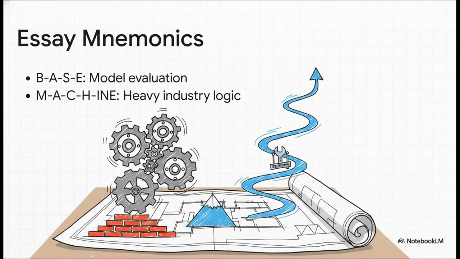Before you start writing your 15-mark essays, jot these acronyms down in the margins to outline your thoughts. BASE is perfect for evaluating the Nehru Mahalanobis Foundation. Machine organizes the logic of heavy industrialization, and Build, Drift, Reform, Rebalance gives you the perfect chronological arc of Indian planning from 1951 right through to the post-1991 era.